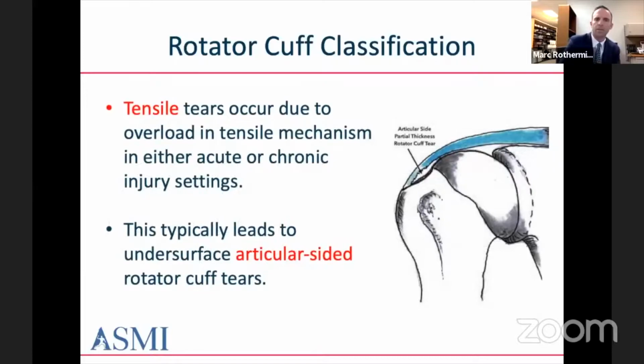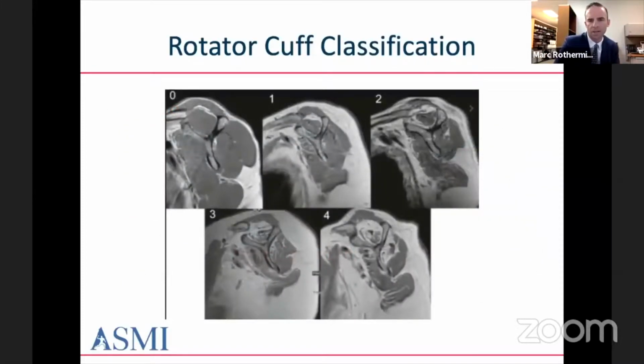The opposite of a compressive type tear is tensile tears. Those typically occur from overload in the tensile mechanism. These can be acute injuries or chronic degeneration, but these lead to the opposite, articular-sided or undersurface rotator cuff tears. And so we can see these clinically. That first MRI that we showed on the left showed a partial thickness underside or articular-sided rotator cuff tear, which is typically caused by a tensile type injury. So important to be able to put together from the etiology of the tear what some of the different mechanisms can be in different types of compressive versus tensile type tears.